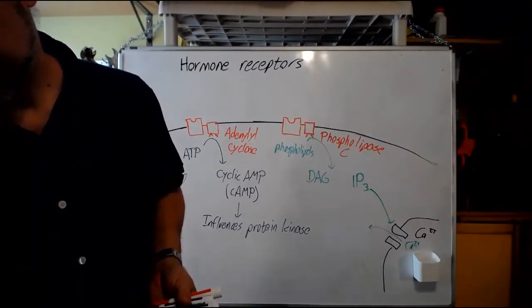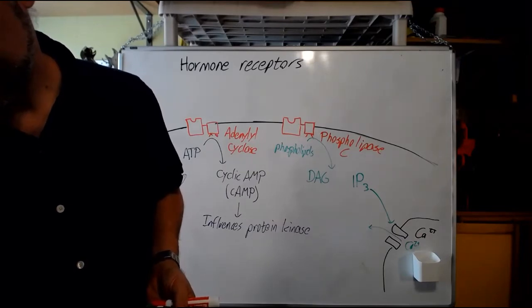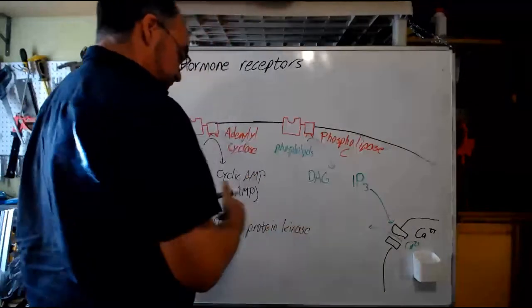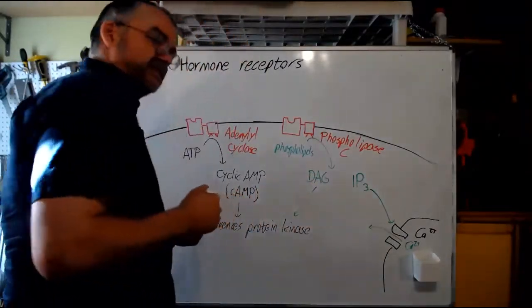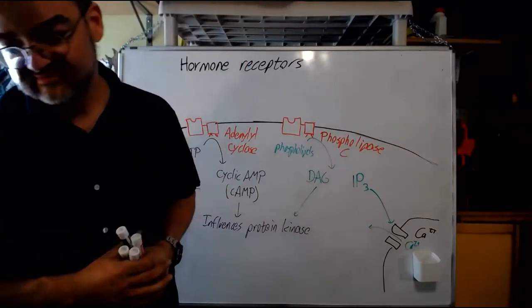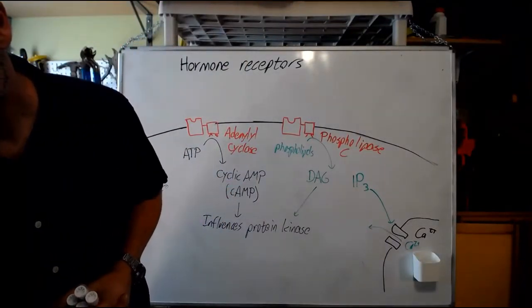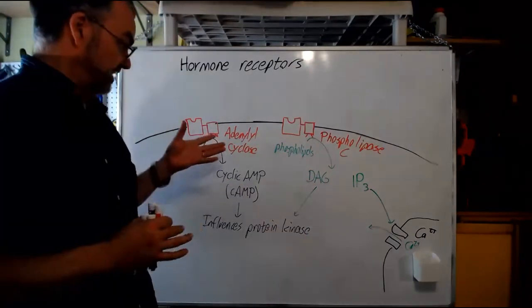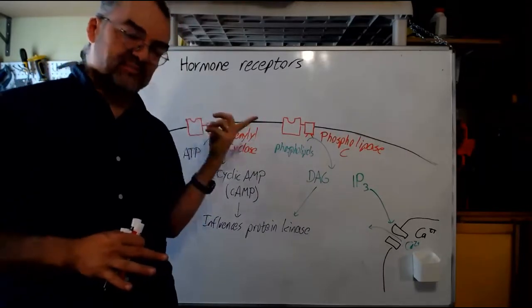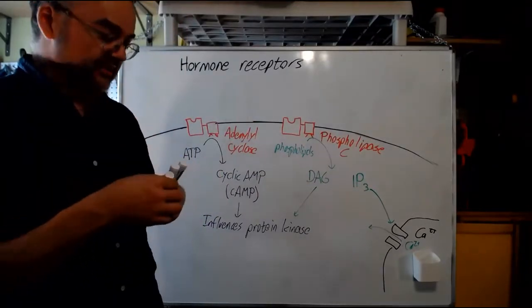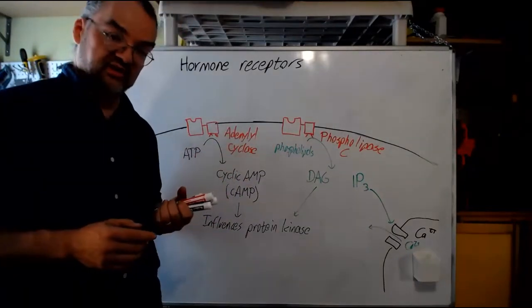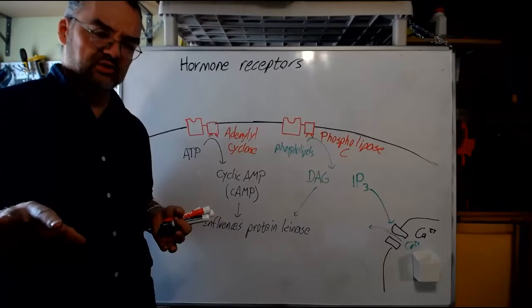DAG often also influences protein kinases, so it can have some similar effects to cyclic AMP. Okay, hopefully that summarizes that just a little bit. These are the G protein coupled receptors. Some of these things also work through membrane enzymes. They may, for example, bind directly to guanylyl cyclase or something like that, but we'll talk about a few of those as well.